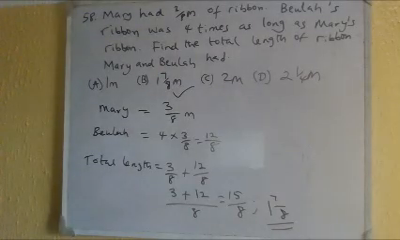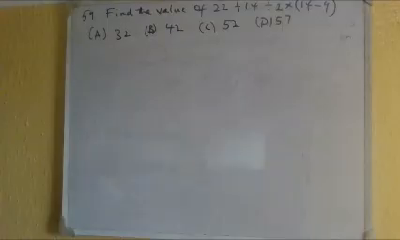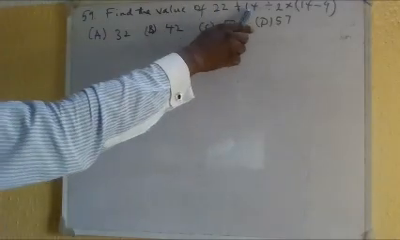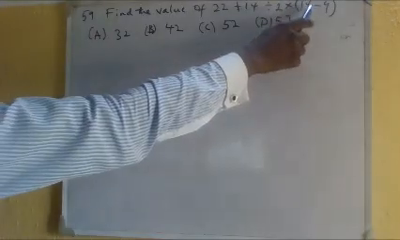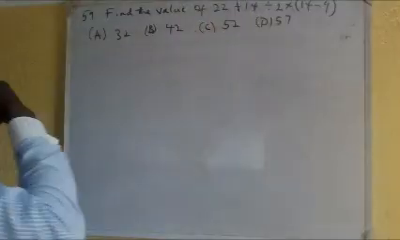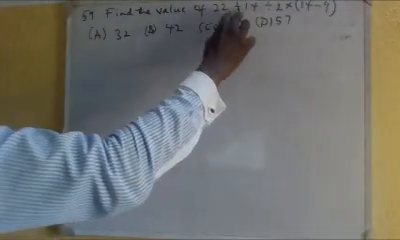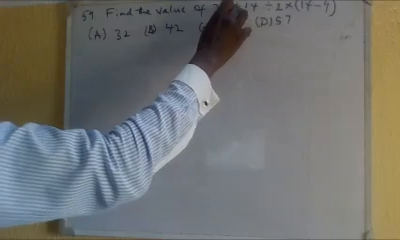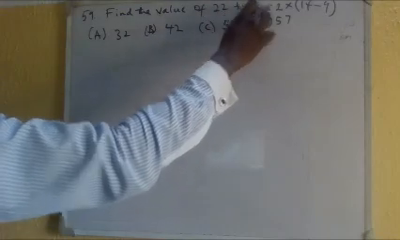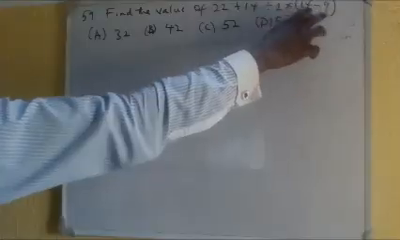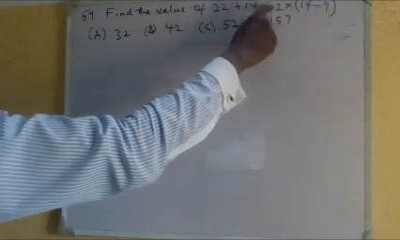So I have number 59 on the board. It says find the value of 22 plus 14 divided by 2 times open bracket 14 minus 9. This one is a mathematical expression that has more basic operations. So you have plus, division, multiplication, the bracket, and minus. So you apply the BODMAS rule.